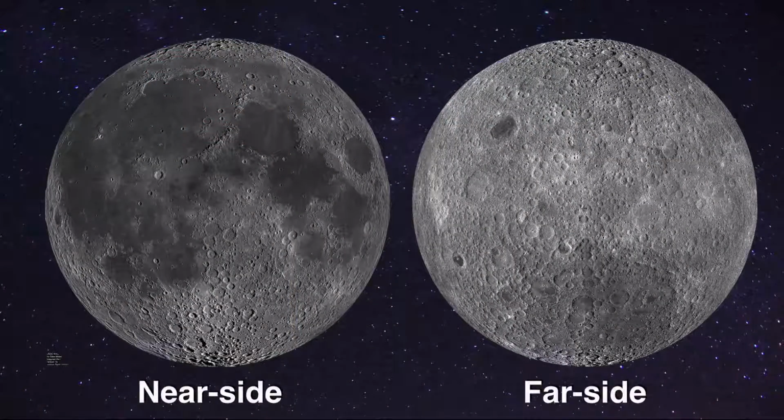Now, when we look at the moon, we always see the same side. We call that the near side of the moon because we can only see half of the moon at any one time. Because of that, the other side, which we call the far side, we never see from Earth. We'll never see the far side of the moon. So you're always looking at the same side of the moon. And that's been the case for as long as we can remember. The moon has always looked the same.